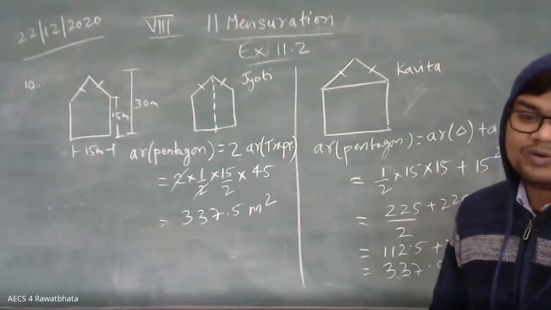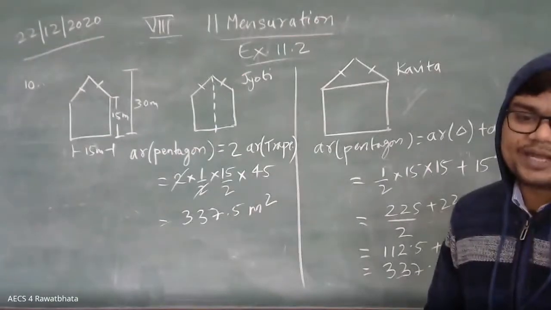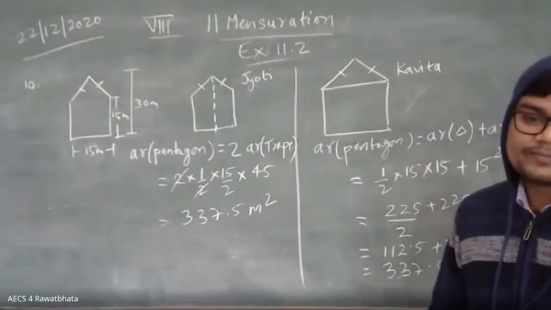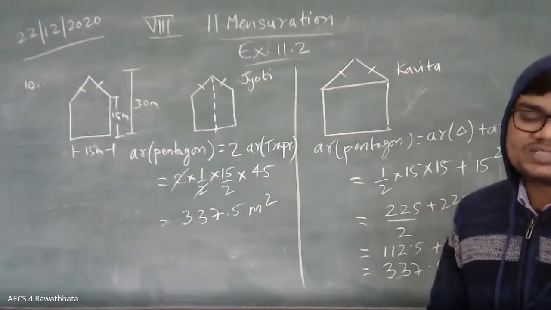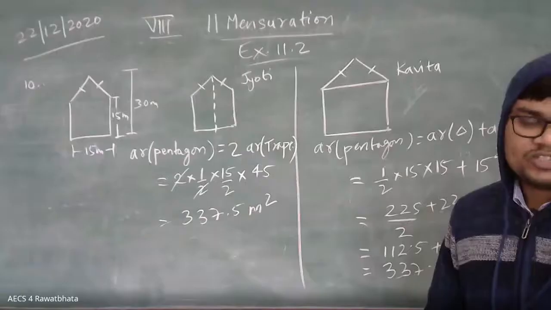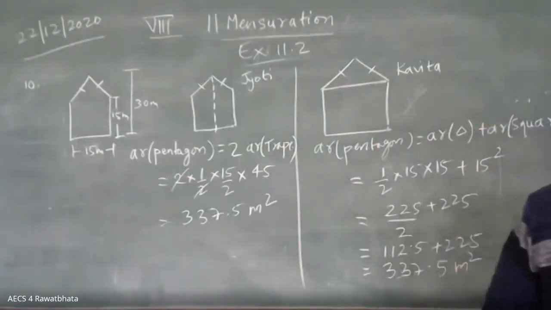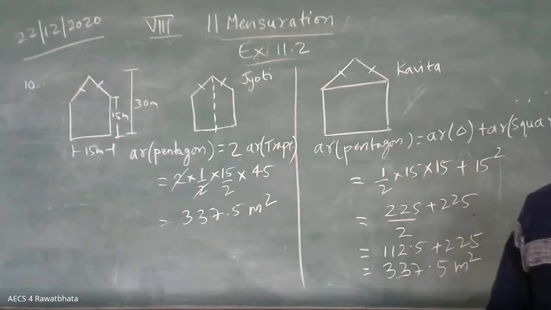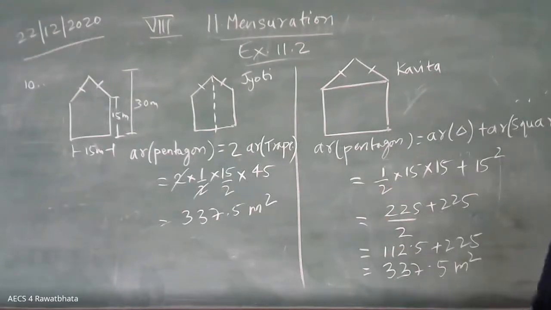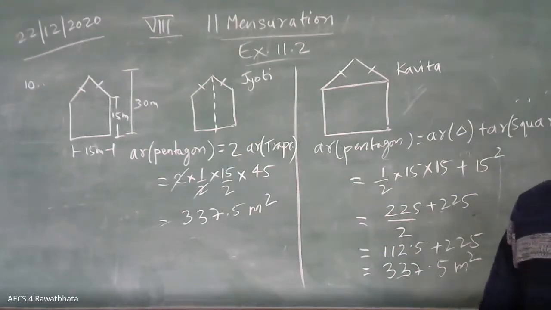Steven, sum of all sides will give us the perimeter, not the area. Yes, we have done this in Kavita's method. In Kavita's method, we divided it into a square and a triangle. Is there any other method?